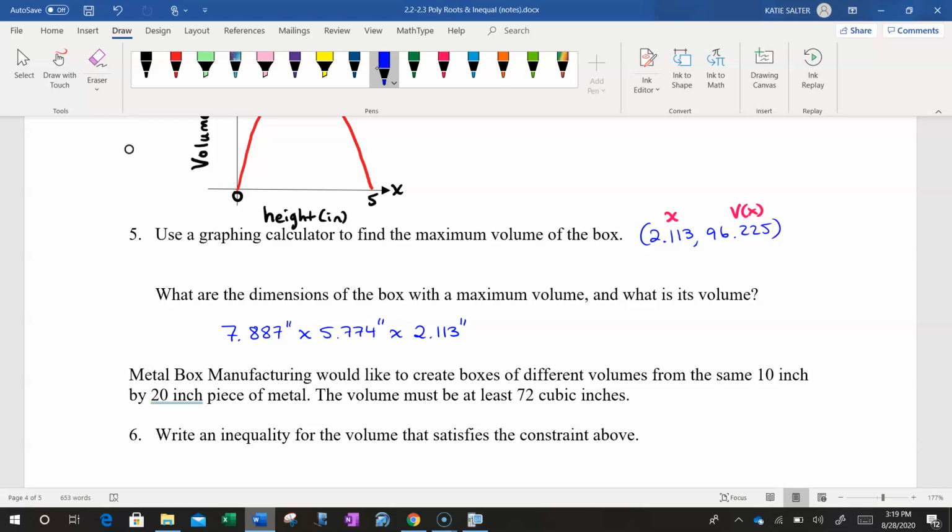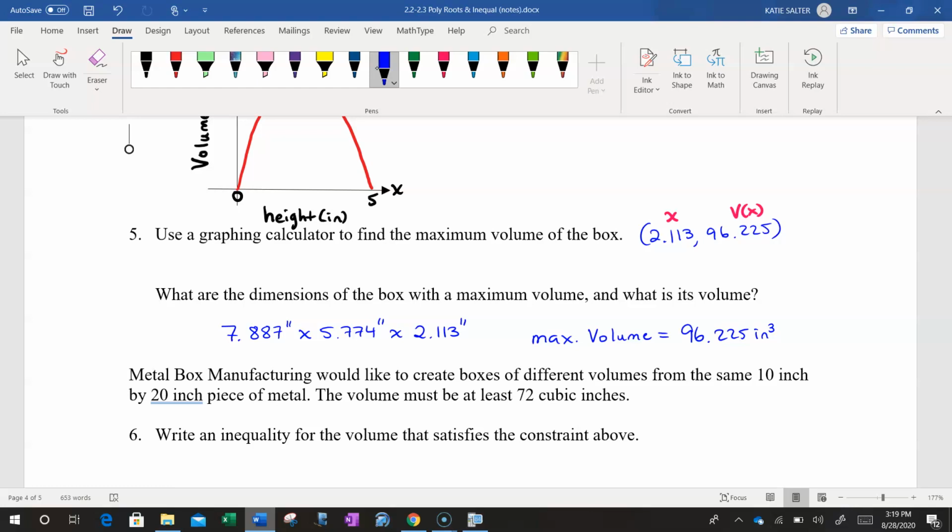And then what is that maximum volume? The maximum volume is the 96.225, and we make sure we say cubic inches because it represents volume. 96.225 cubic inches.